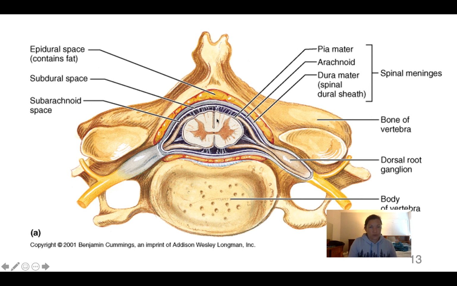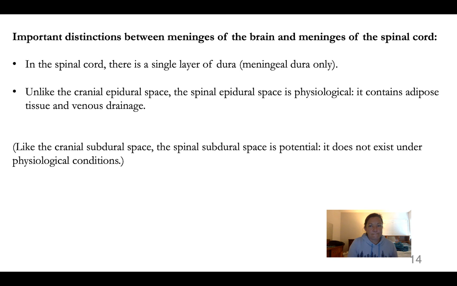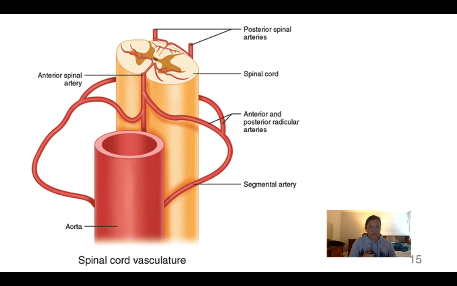And there is a true subarachnoid space. You can see the ligaments tethering, the denticulate ligaments tethering the spinal cord to the overlying dura. Yes, the subdural space does not exist, but the epidural space does. That is the important distinction.